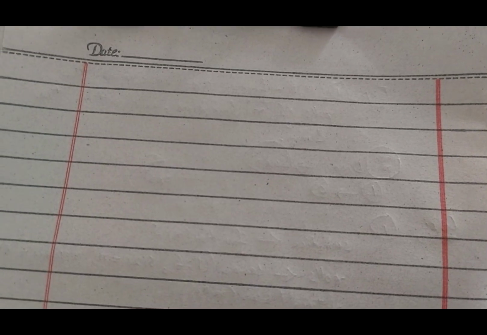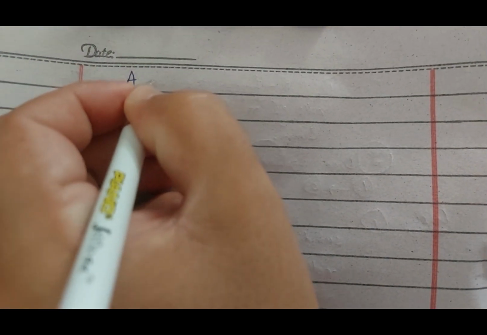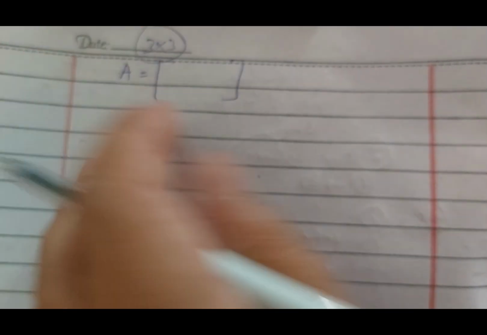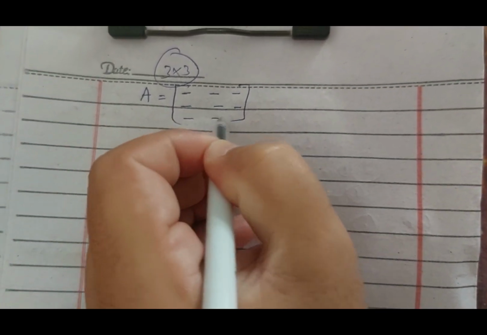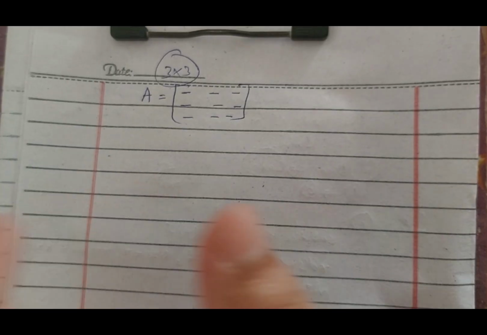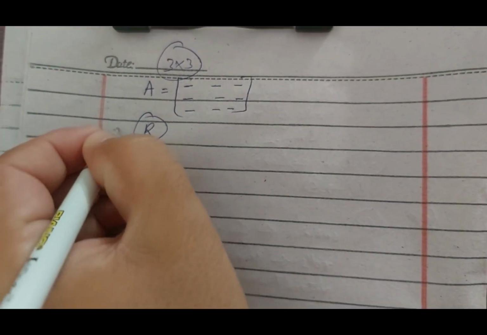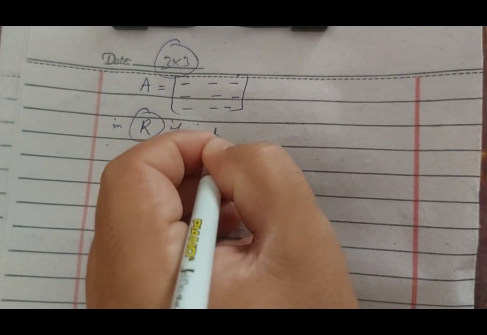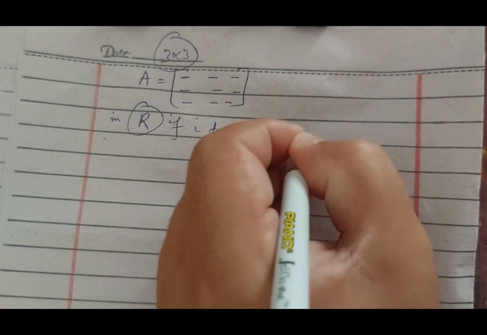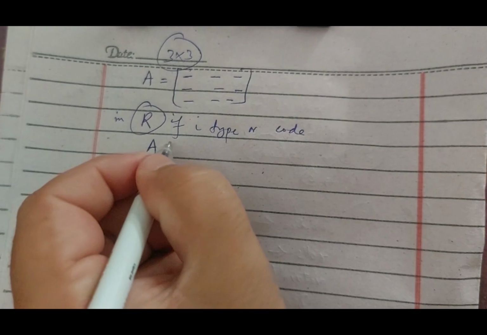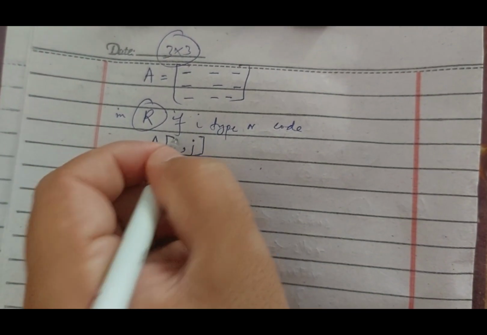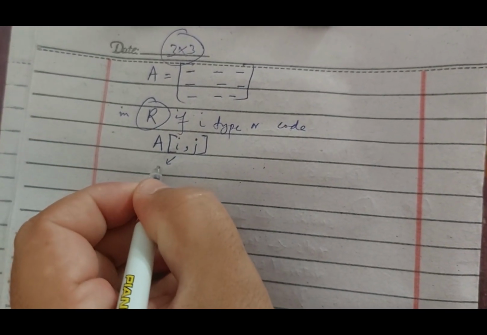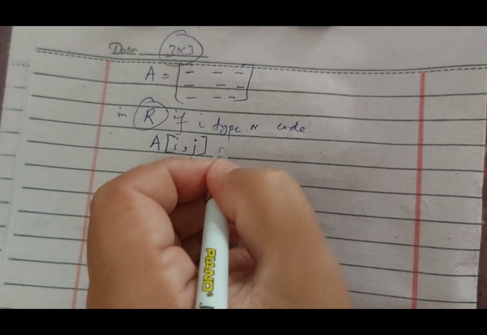Okay, in matrices we have one other thing. For example, I made a matrix A, which is a 3 cross 3 matrix, so it will have 3 columns and 3 rows. Now in R, if I type the code A, this is the matrix, and square bracket i comma j. If I say 2 for i and 3 for j, what will it show?